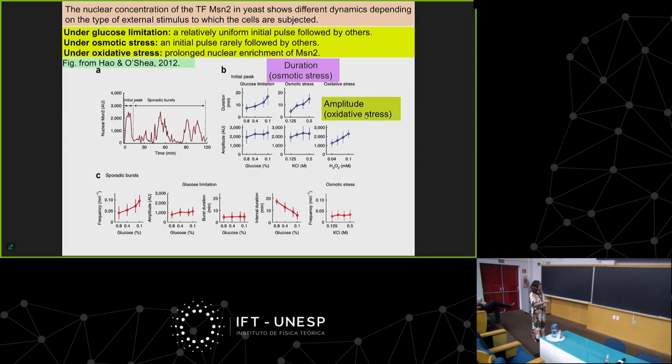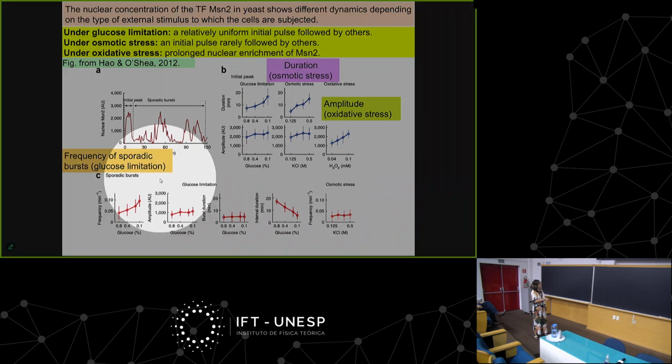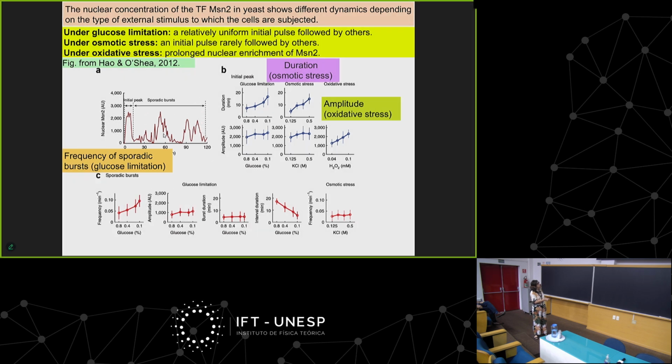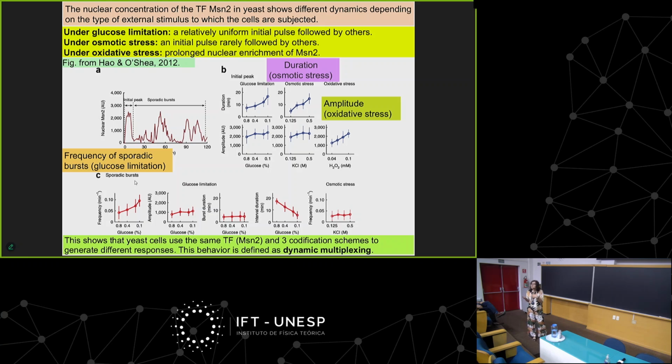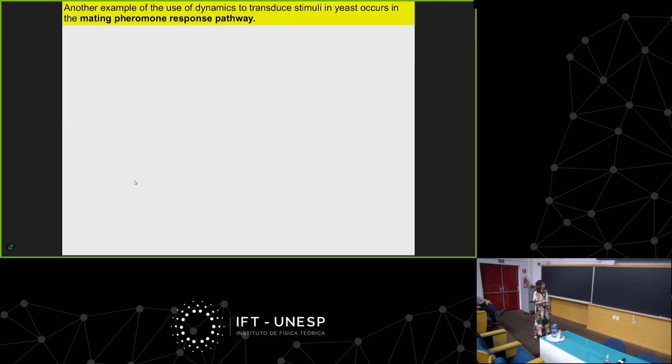And in the other case, which is glucose deprivation, it's the frequency of those bursts of localization of the transcription factor in the nucleus that increases with the level of glucose deprivation. So we have 3 types of encoding with the same transcription factor. In this case, the dynamics is used to employ the same transcription factor to detect different types of stresses and, of course, generate different types of responses.